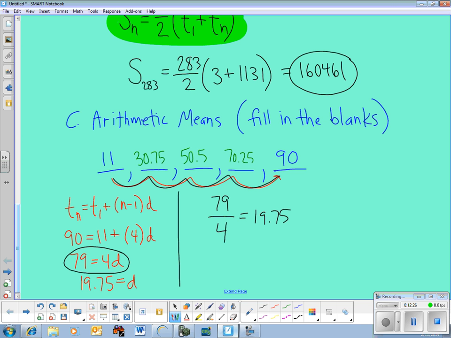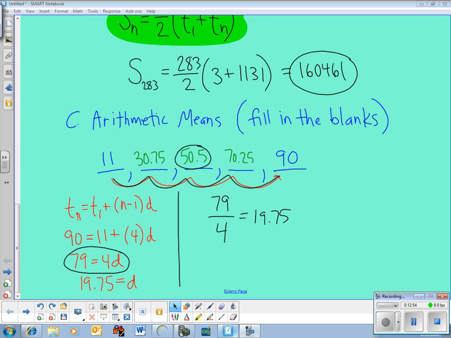So whether you want to do that formally or informally, you figure out that the common difference d is 19.75. By the way, the middle of the arithmetic means is just the mean of the two numbers. You know, a mean, an average, add them up and divide by 2. And you get the middle. You could actually do that all the way through. You could do 11 plus 90 divided by 2 and get the middle number. You could do 11 plus 50.5 divided by 2 and get the middle of the smaller half. You could go with that approach.